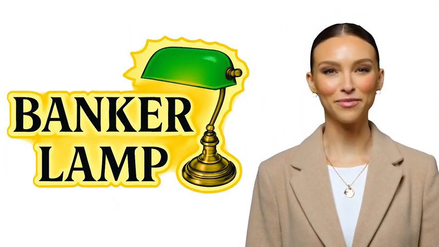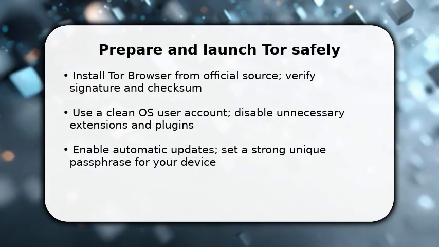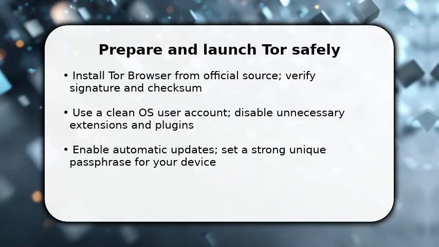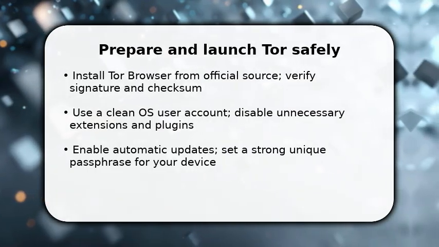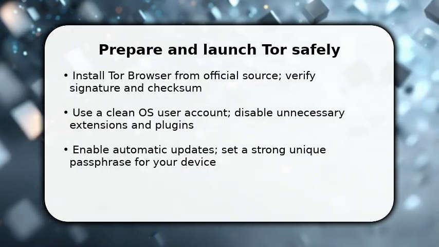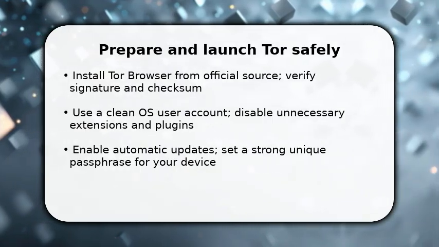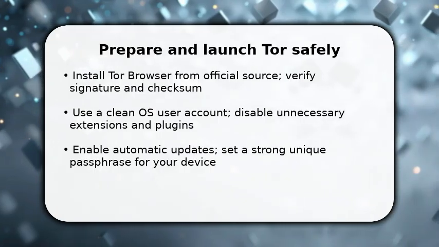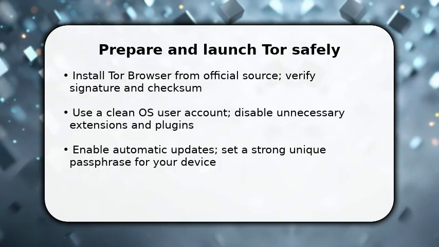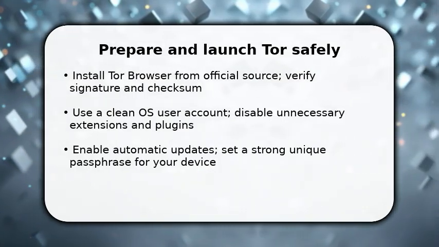Please enjoy the video. You start by preparing a minimal environment and verifying Tor before first run. Download the Tor browser and verify its signature and checksum. This prevents tampered copies. Once installed, create a clean user account or VM to isolate traffic and remove or disable plugins like Flash. Make sure automatic updates are enabled so you get security fixes. Also set a strong passphrase on your device. If your machine is compromised, Tor alone cannot protect your identity.